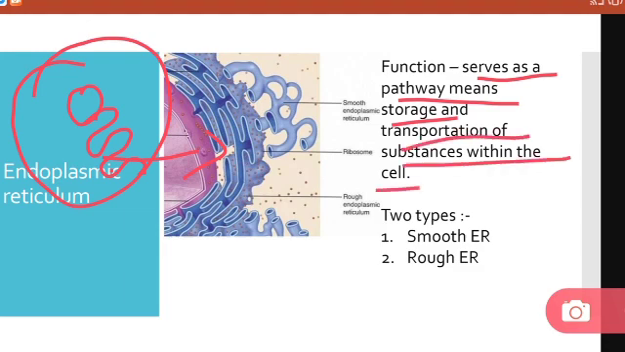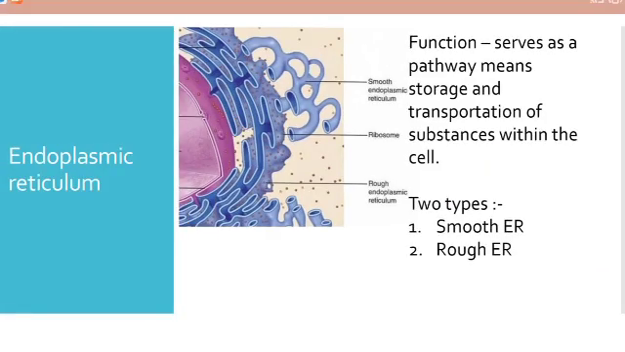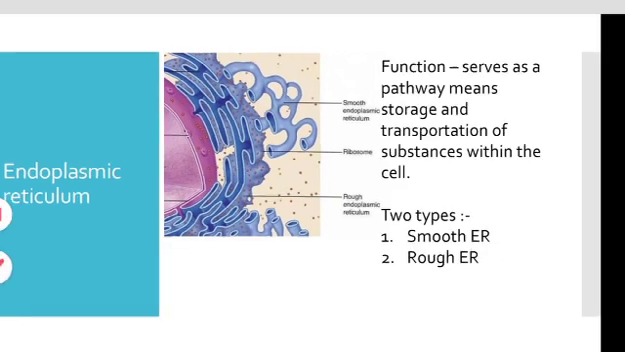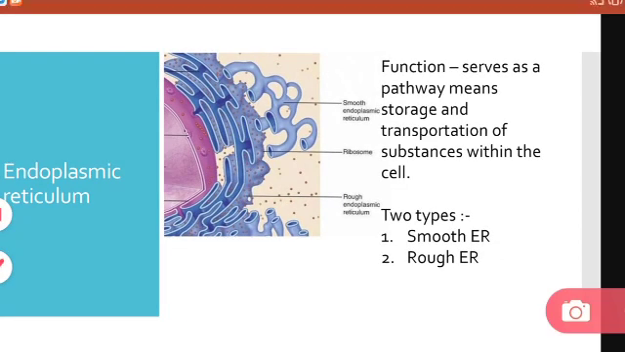Suppose a material has to be carried from the nucleus to outside. How will that material move? They will move through this endoplasmic reticulum to the outside. Suppose a material has to move from this place to this place. How will it move? It will move by the help of endoplasmic reticulum. Understood? So this serves as a pathway for all the types of cells.